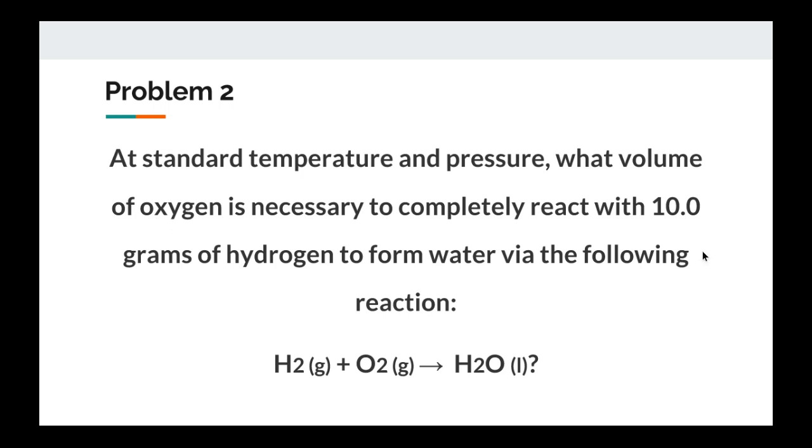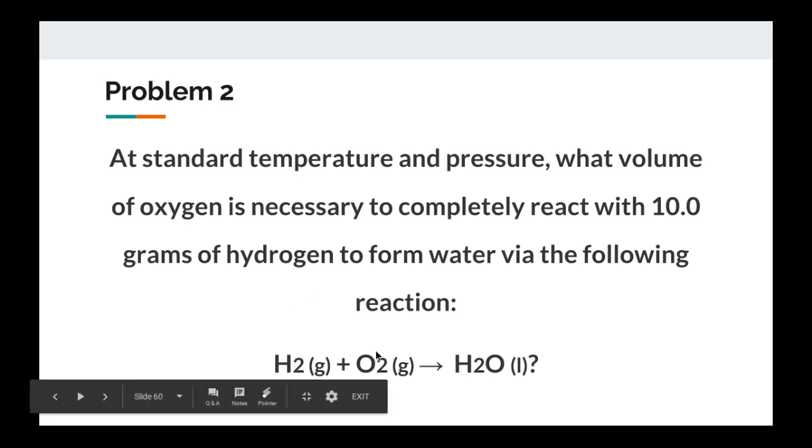So where do we begin? Because you're given the grams of hydrogen, the 10 grams of hydrogen, you have to convert it using the stoichiometry roadmap to moles of what you're looking for, which is O2. So that means this is a mass to mole conversion. The mass of hydrogen, which is 10 grams, you divide it by the molar mass of hydrogen first, then the mole ratio of hydrogen and O2.